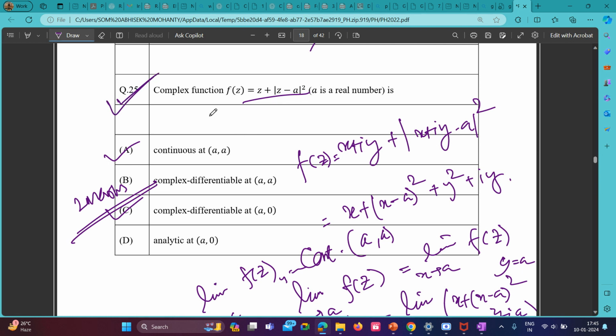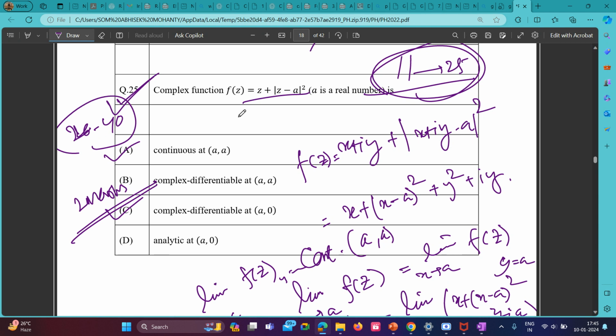So questions 11 to 25 we discussed in this class. We'll be solving 26 to 40 in the next one, 15 questions, so that it doesn't feel heavy.